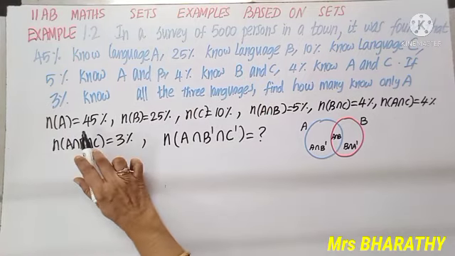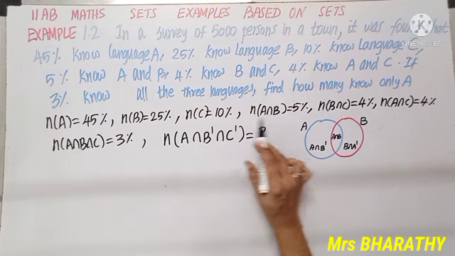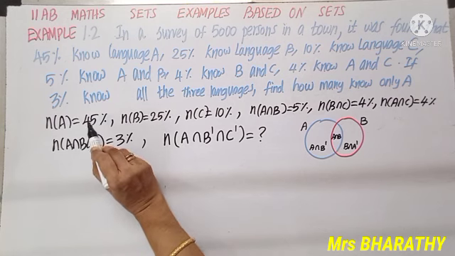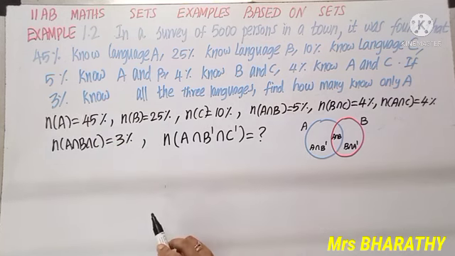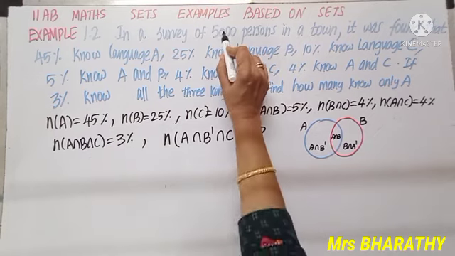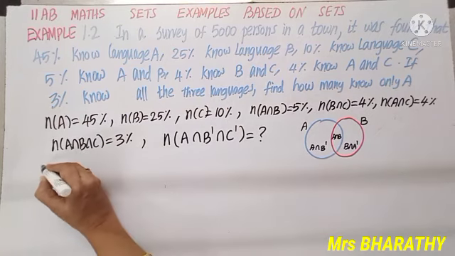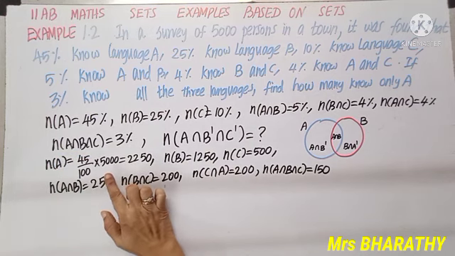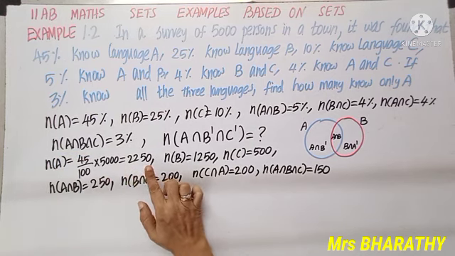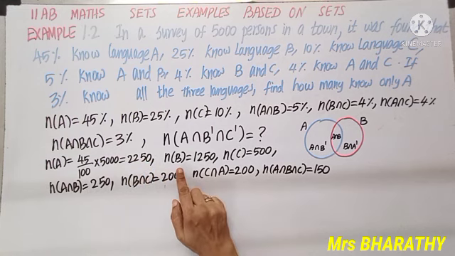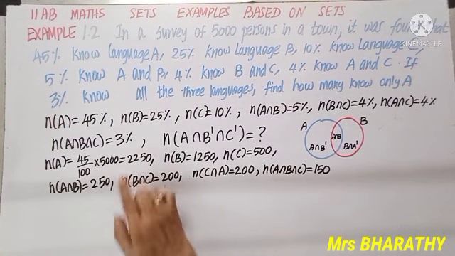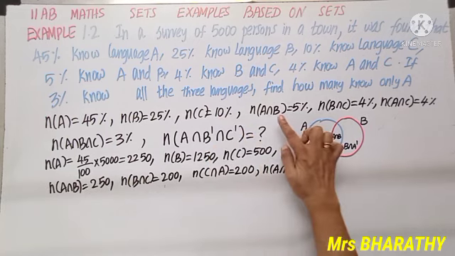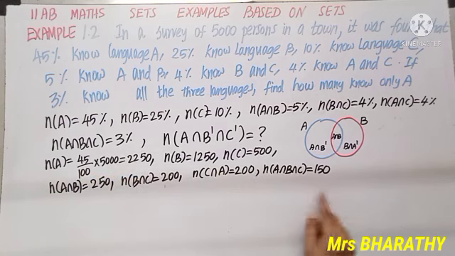We have taken N of A, N of B, N of C, that way. Each one I can also find out: 45% of 5,000 is 45 by 100 into 5,000. So that gives me N of A equals 45 by 100 into 5,000, that is 2,250. Similarly, N of B is 25 by 100 into 5,000, N of C is 10 by 100 into 5,000, and similarly we have written the remaining.